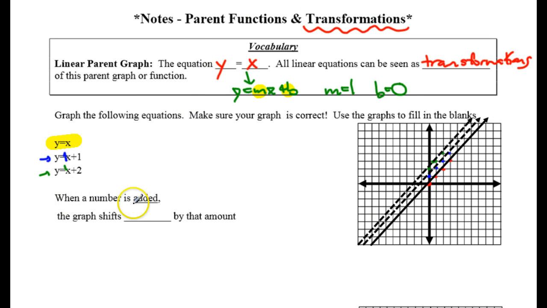So here's the key. When a number is added, we added, because remember, this meant plus 0. That's why it crossed at 0. We did plus 1, plus 2. So when the number was added, look at how the graph moved. It shifted up. Plus 1 meant we moved it up 1 space. Plus 2 meant from here to here, it went up 2 spaces. That's all it's doing. By changing the intercept, you're just changing where it crosses the y. We're not changing the slope there. Okay?